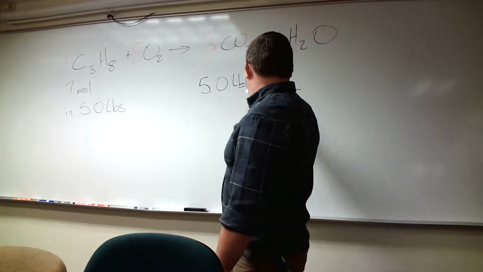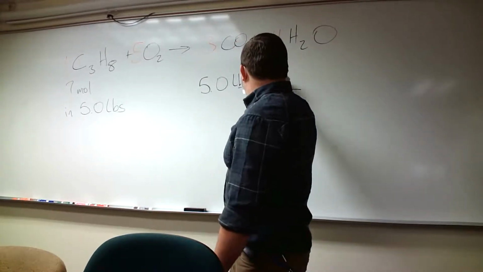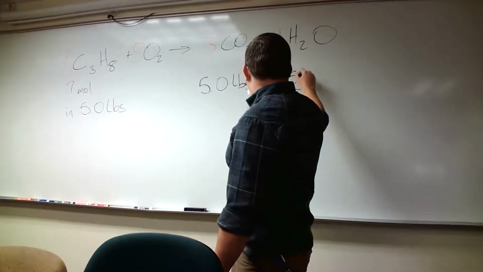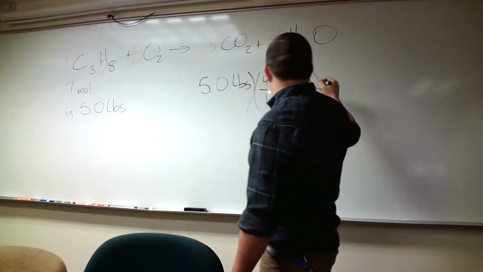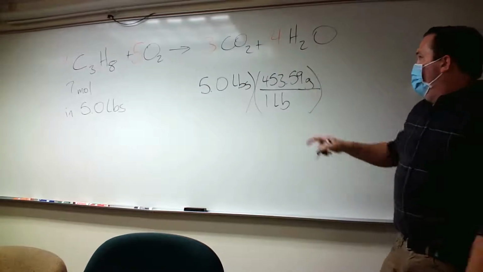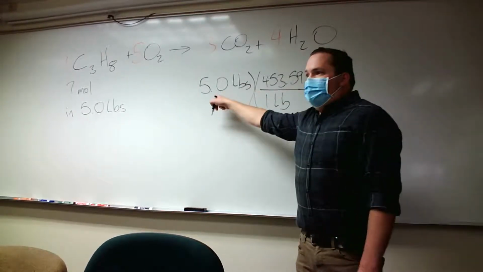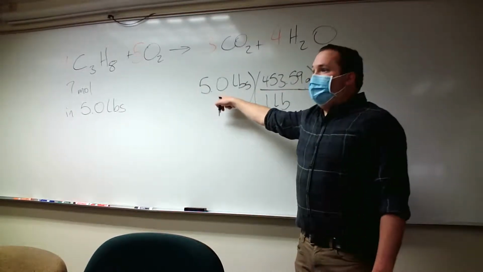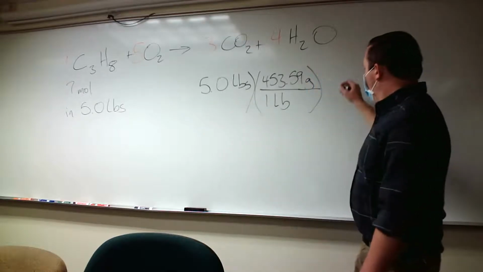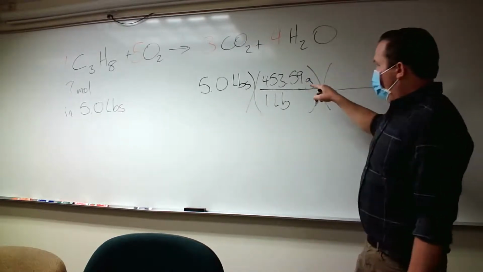All right, so 1 pound is 453.59 grams. You said that was not exact? That's not exact, although that's plenty of sig figs considering we are starting with 2 sig figs here, but it's always good to pay attention to. 2,267.95.